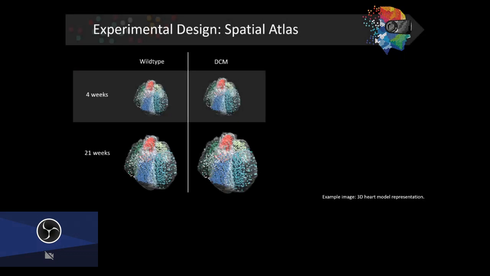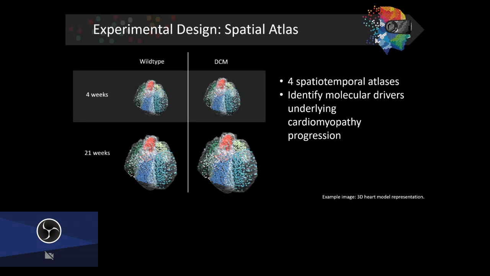So in total, we would gain 4 spatiotemporal atlases of the different time points where we really can identify the molecular drivers underlying the cardiomyopathy progression, but also explore gene regulation during heart development, as well as disease development. So that's it from my end.